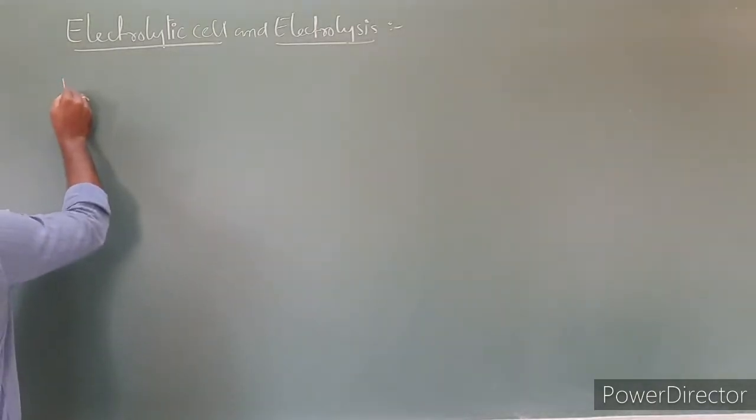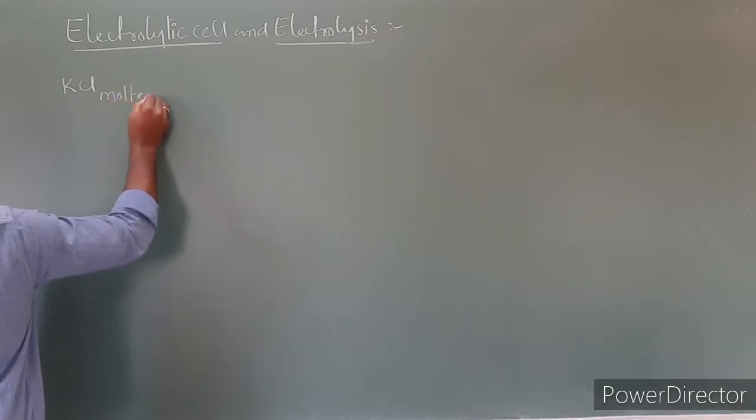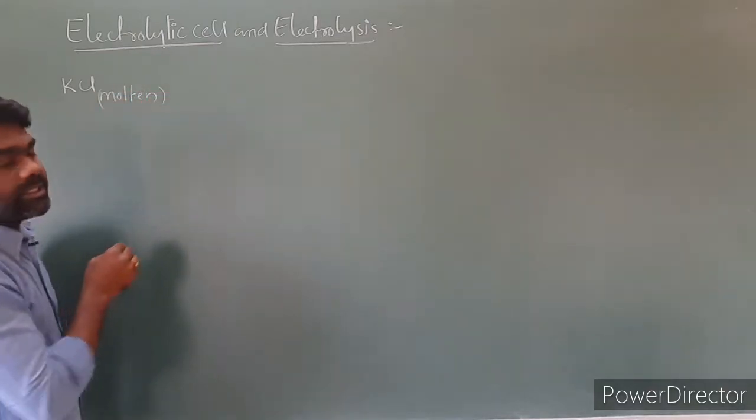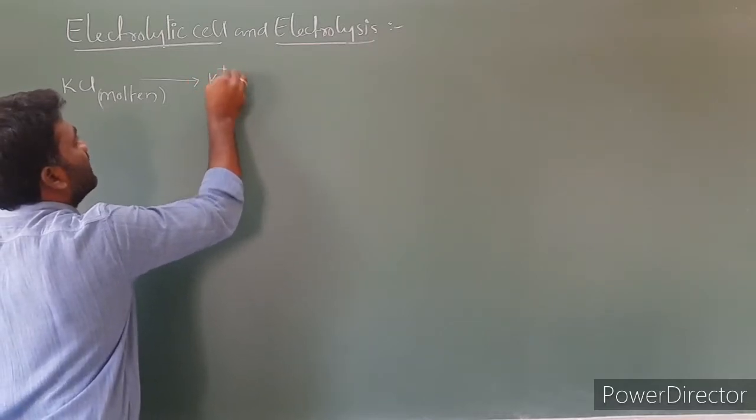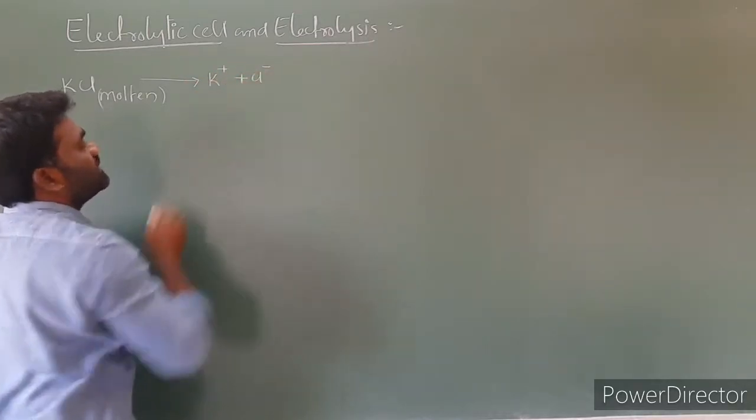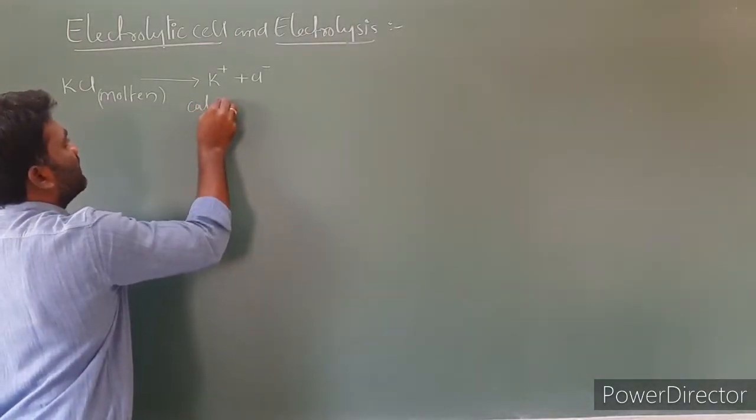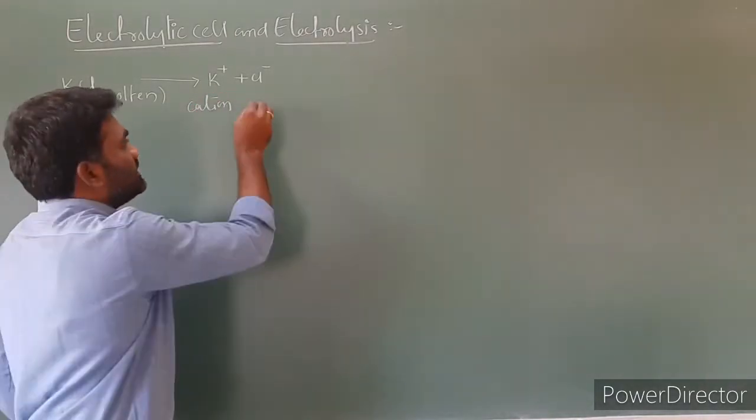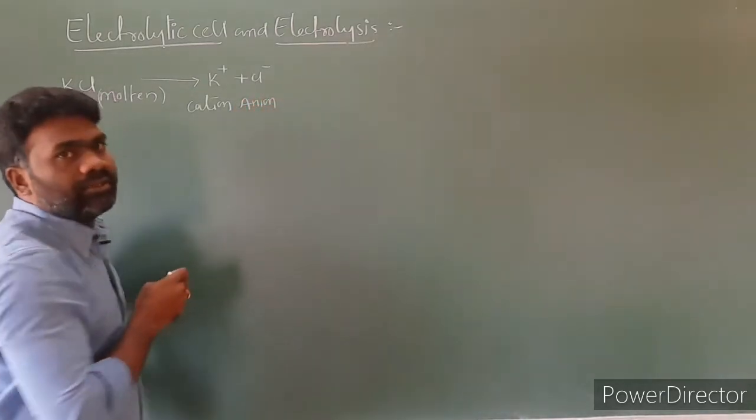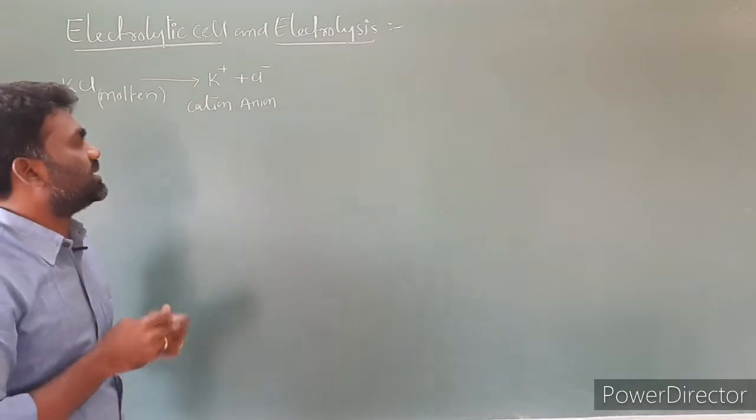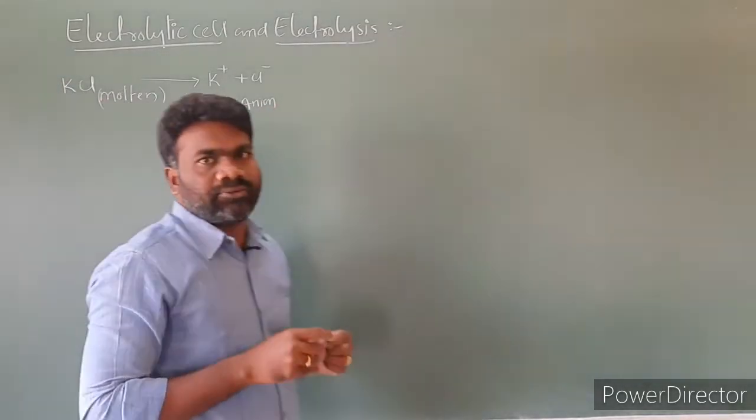I am taking potassium chloride, KCl, in molten state. This potassium chloride dissociates into K+ ions and Cl- ions. Here K+ is a cation, nothing but a positive ion. Cl- is a negative ion, nothing but an anion. Cations have a positive charge and anions carry a negative charge.